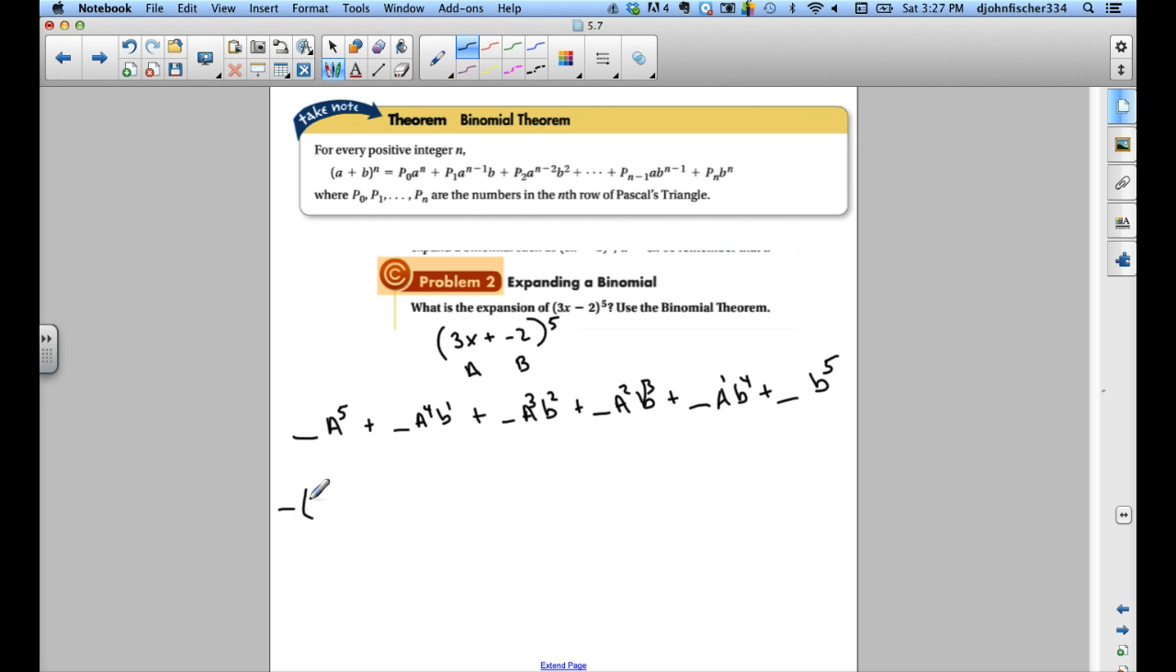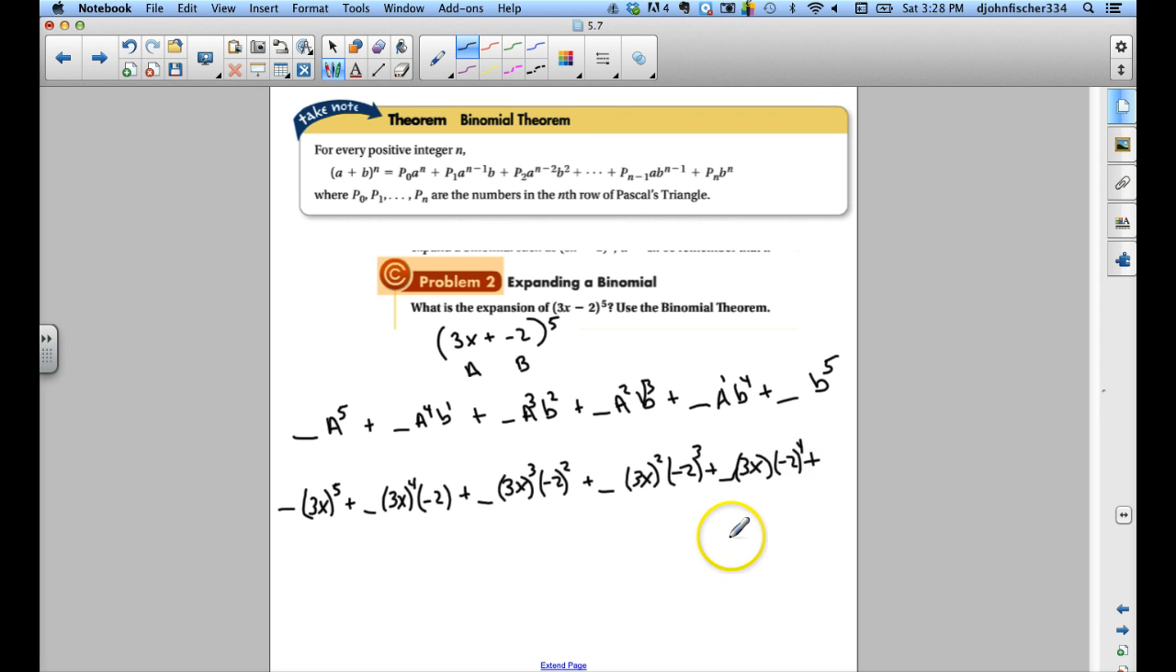So this is going to be A, which is 3x to the 5th, plus blank 3x to the 4th, and a negative 2, plus blank 3x to the 3rd, negative 2 squared, plus blank 3x squared, negative 2 cubed, plus 3x to the 1st, negative 2 to the 4th, plus, I'm going to go down a row here, negative 2 to the 5th.